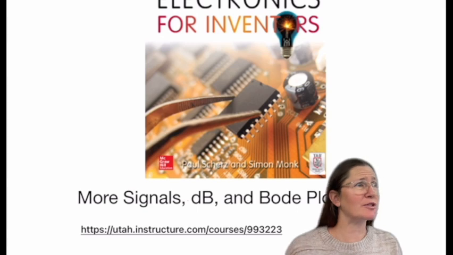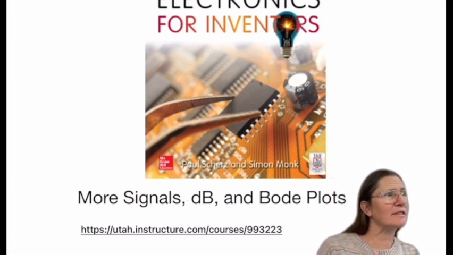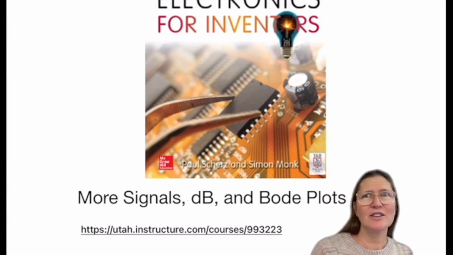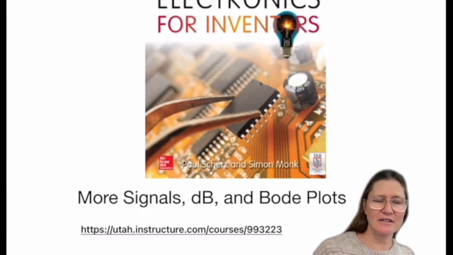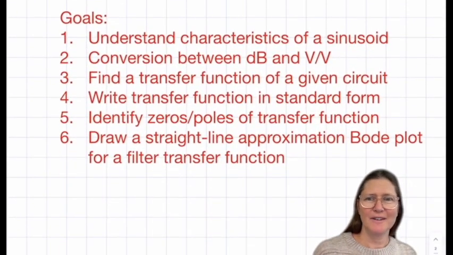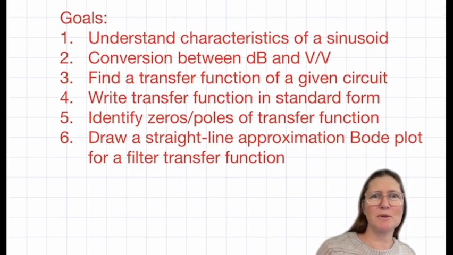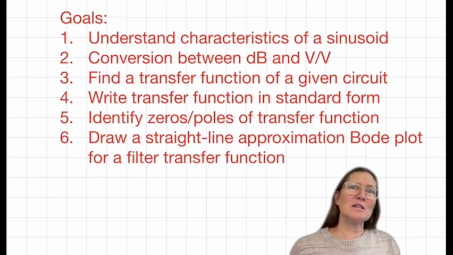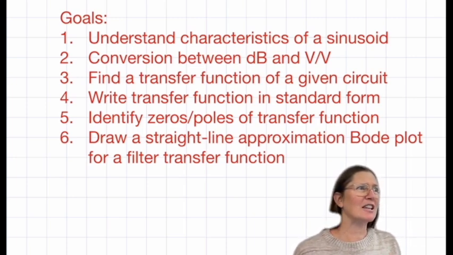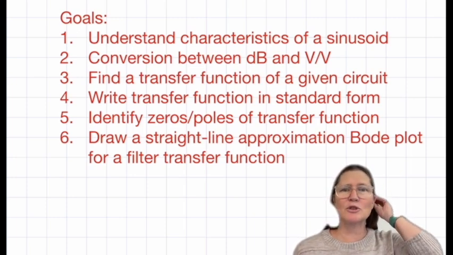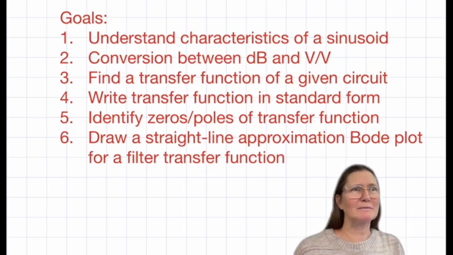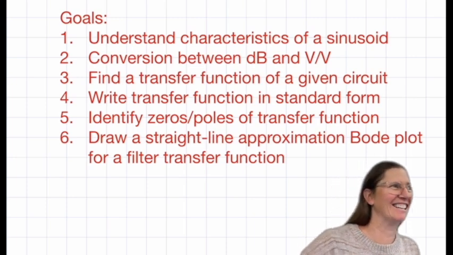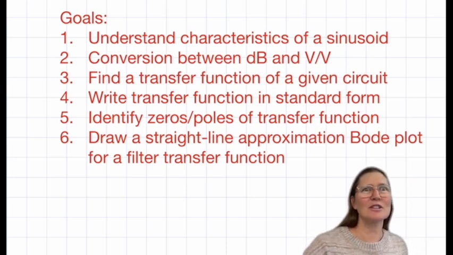So before the exam, we had started talking about Bode Plots, and dB was part of that. I just wanted to readdress a couple things to be prepared for the homework. So the first goal of today is understanding characteristics of a sinusoid, conversion between dB and volt per volt, finding a transfer function of a given circuit, and then using that transfer function to create the Bode plot, which we'll go into in a second. Any questions about what the goals are today?